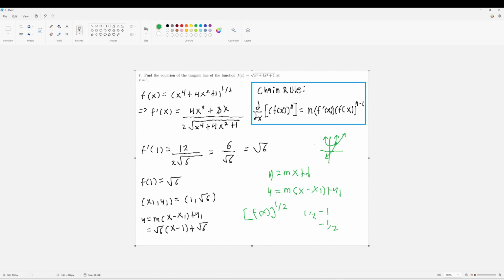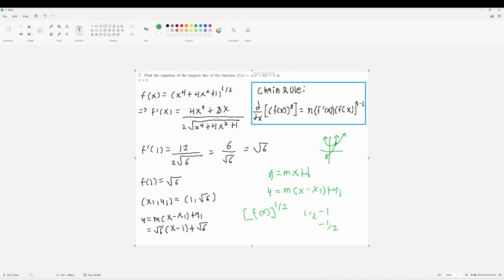Now that we found the derivative of the function, we want to find it at x equals 1 to find the slope at that point. So f prime of 1 is equal to, just put 1 into this function, 4 times 1 plus 8 times 1, 12, over 2 root of 1 plus 4 times 1 plus 1, 6. So 12 and 2, we can go to 6. And then 6 over the square root of 6 equals square root of 6. So therefore, the slope at that point is just equal to the square root of 6.